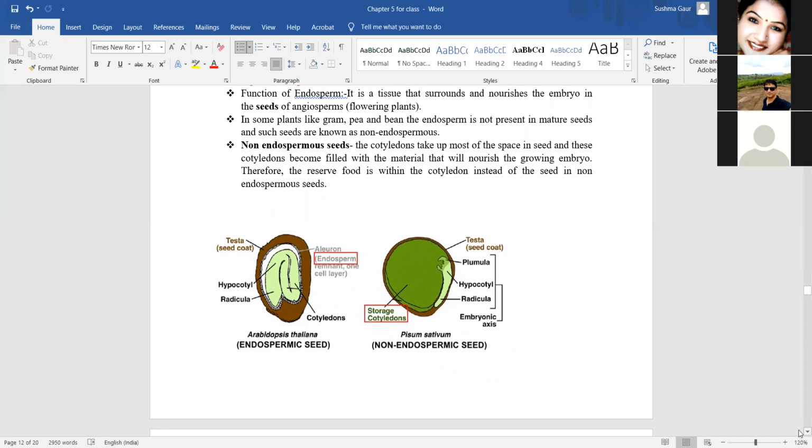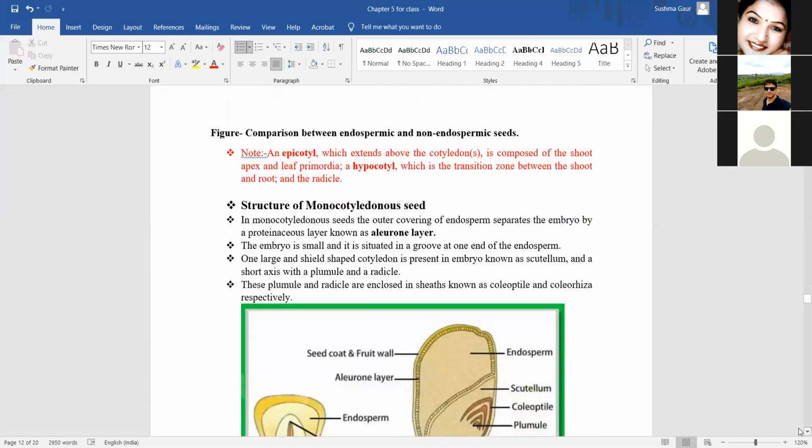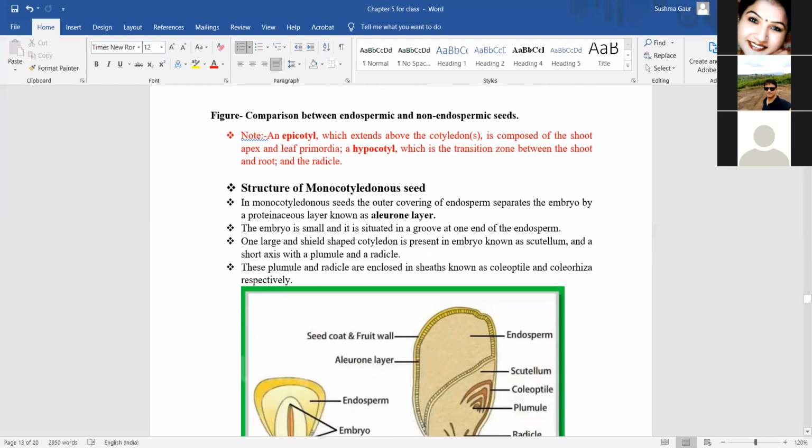ठीक है? Yes ma'am. सीड के बीच का पोर्शन होगा, it will be present in a layer like structure. It is responsible for providing nourishment to the seeds. But in case of non-endospermous seeds where endosperm will be absent, here this green color represents cotyledon. It will occupy most region of the seed, and it is responsible for providing nourishment to the seeds. So what is the difference between endospermous and non-endospermous seeds? It's clear, Shreya? Yes ma'am. Okay. An epicotyl, above the cotyledon, is composed of shoot apex and root hypocotyl.